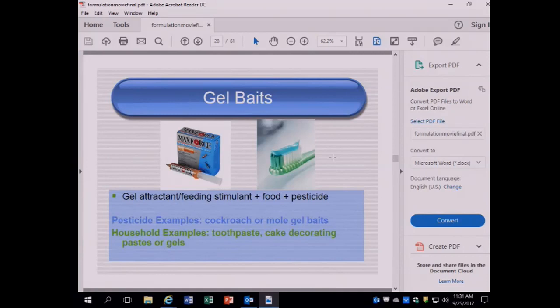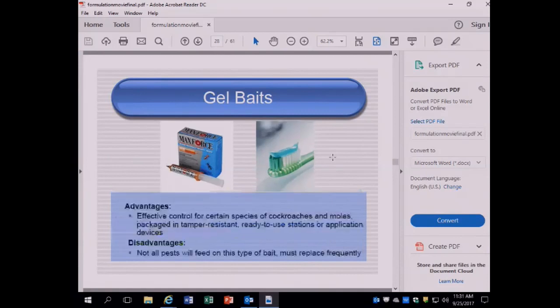Peanut butter? No, toothpaste. Cake decorating pastries or gels. I want toothpaste. But it's a gel. What would that be used to attract? Ants? It's just a household example, that's all. It's not really attracting anything.